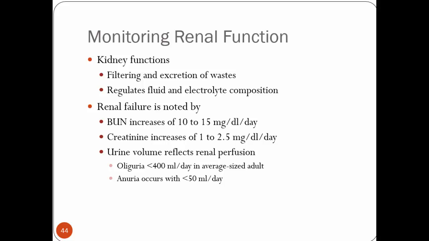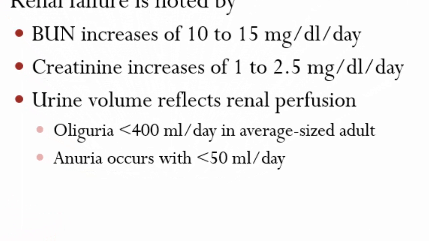Monitoring renal function. The kidney functions are to filter excretion of wastes. This regulates fluid and electrolyte composition. Renal failure is noted by the BUN increase of 10 to 15 milligrams per deciliter per day, or the creatinine increase of 1 to 2.5 milligrams per deciliter per day. And then the urine volume. This reflects renal perfusion. If it's less than 400 mLs per day, it's termed oliguria. And if it's less than 50, then it's anuria.